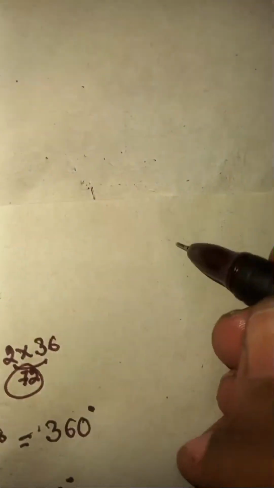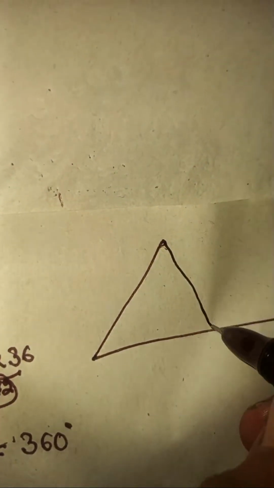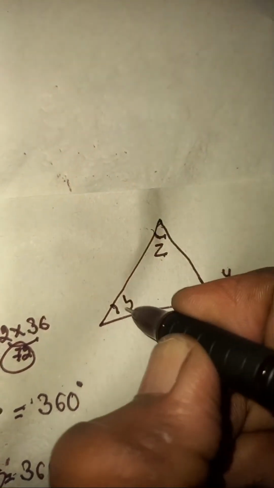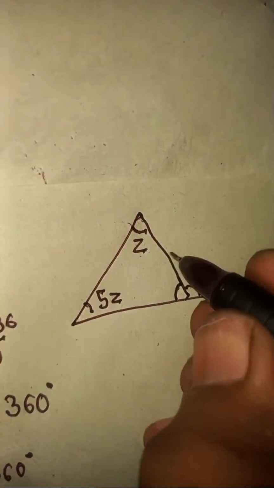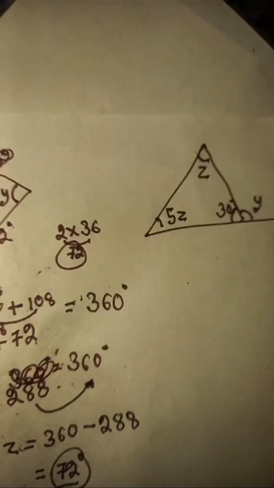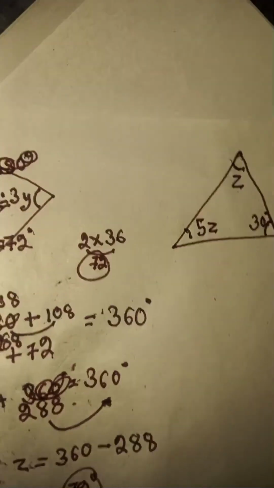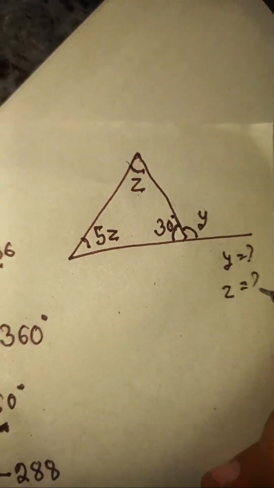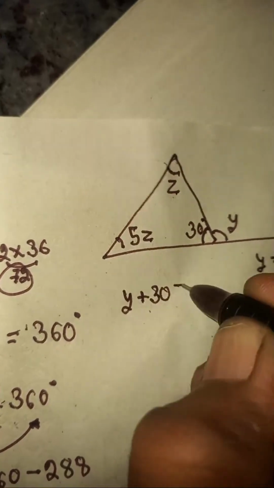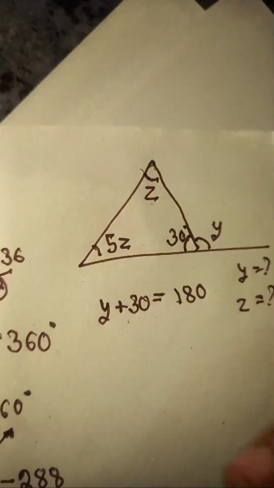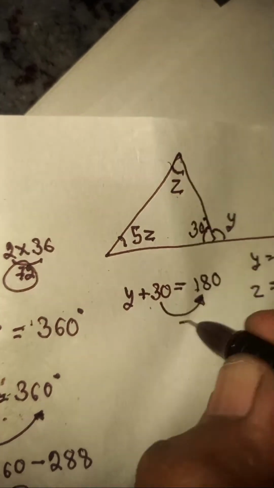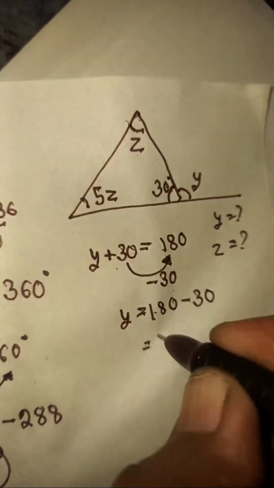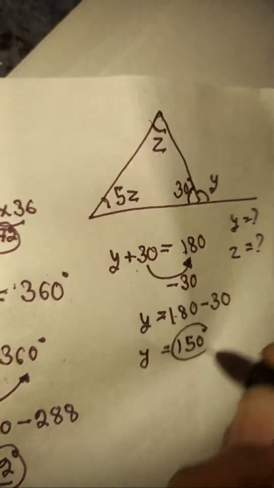Let's take one more triangle problem. Here in this triangle, they have given y as y, and here z. Here they have given us 5z. This angle they have given us 30 degrees. Let's find out what is the value of y and z. Here y plus 30 degrees equal to 180 degrees. They are angles on a straight line. Sending this 30 to this side, it becomes minus 30. y equal to 180 minus 30, it becomes 150 degrees. That is the value of y as 150.